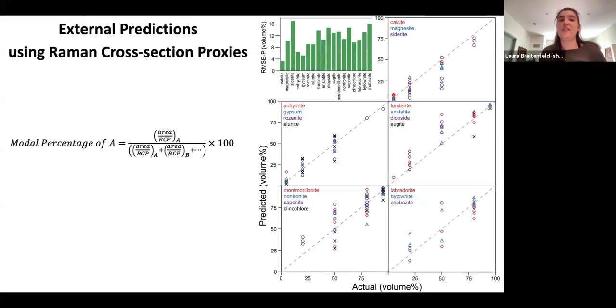So how did these Raman cross-section proxies perform in predicting data outside these models? So unlike the multivariate data, we have a little advantage here where we can use those binary mineral mixtures to evaluate the performance of the Raman cross-section proxy method. So on our x-axis, we have actual values, and our y-axis, we have predicted values. And these are applied to those binary mineral mixtures. And so these data are completely separate from the model itself and allow us to more robustly test their performance.